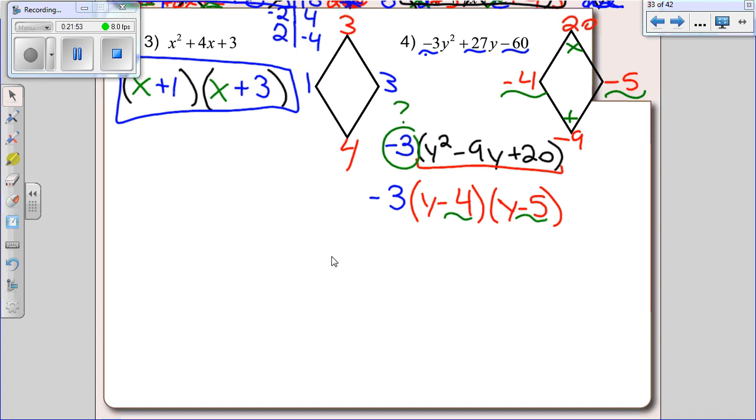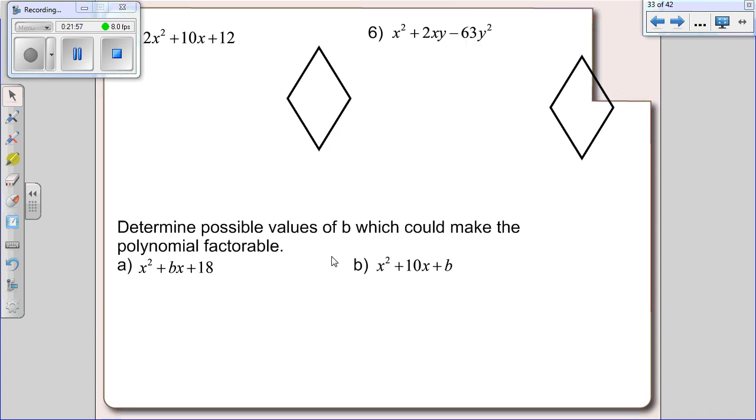I want you to try to factor this one. What's the first type of factor you should try? GCF. So check to see if there's a number that can come out of all of them, and then see if you can do the whole question by yourself. If you feel confident in that, try number 6. If you get stuck on 6, that's okay.